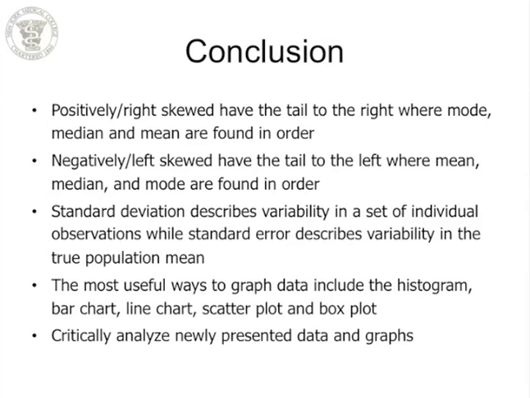Positively or right-skewed data have tails to the right, where mode, median, and mean are found in order. Negatively or left-skewed data have the tails to the left, where mean, median, and mode are found in order, and this is the alphabetical way that this is organized. Standard deviation describes variability in a set of individual observations, while standard error describes variability in the true population mean.